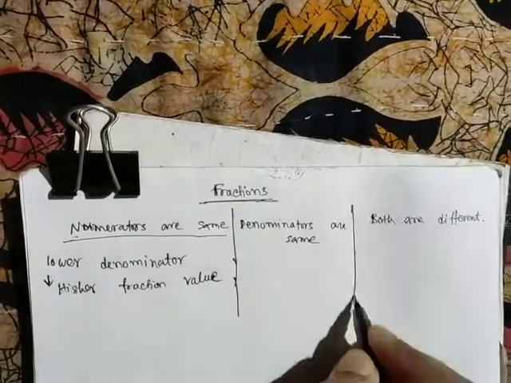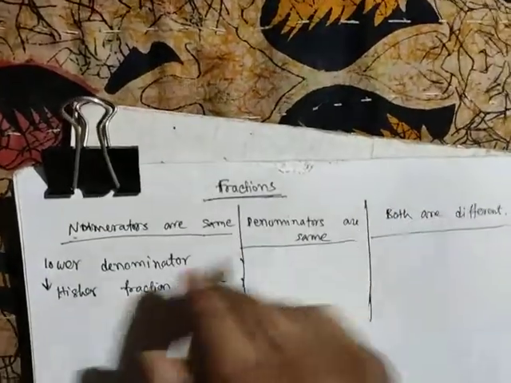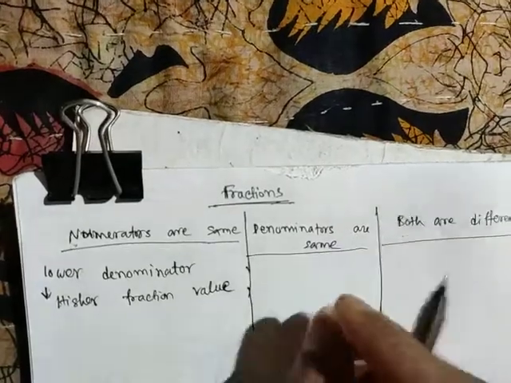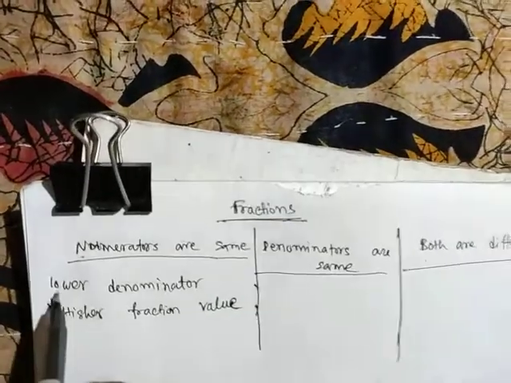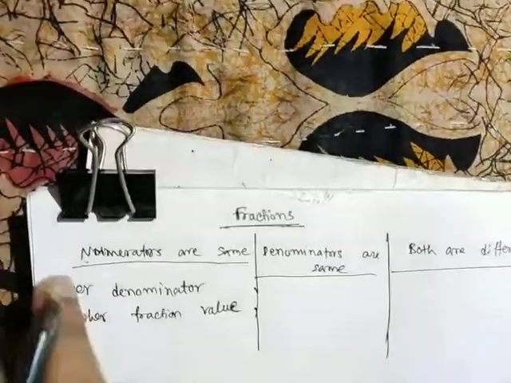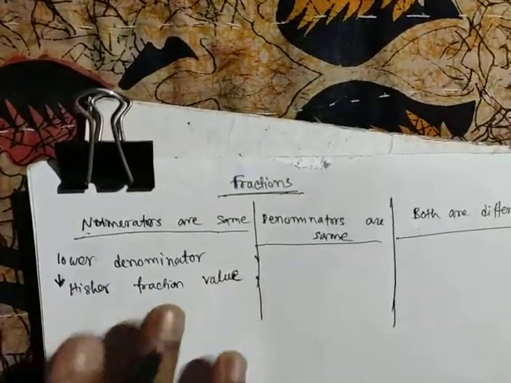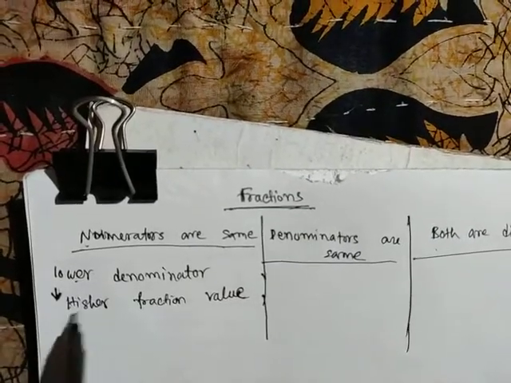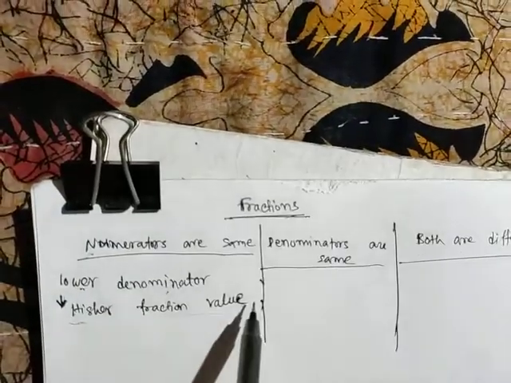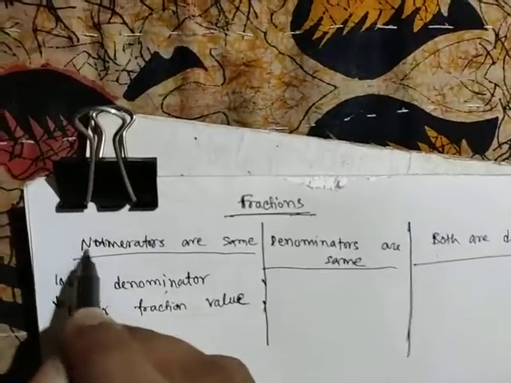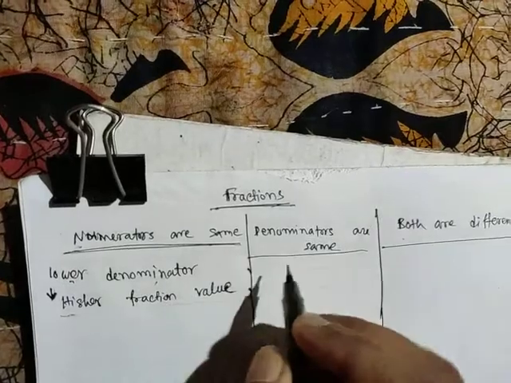First I am writing this, next I will give you an example and you will understand better. The reverse is also true: lower denominator means higher fraction, higher denominator means lower fraction. I have not written it because you can do it easily. Lower denominator means higher fraction value and higher denominator means lower fraction value. Remember, for this the numerators must be the same. Clear?